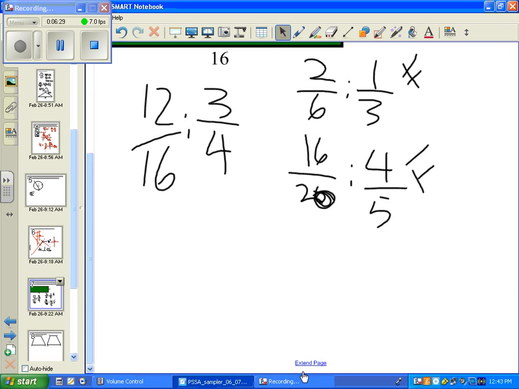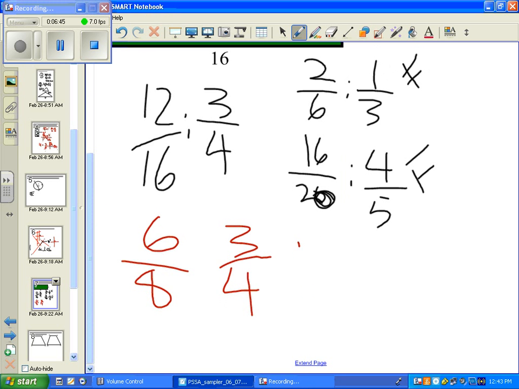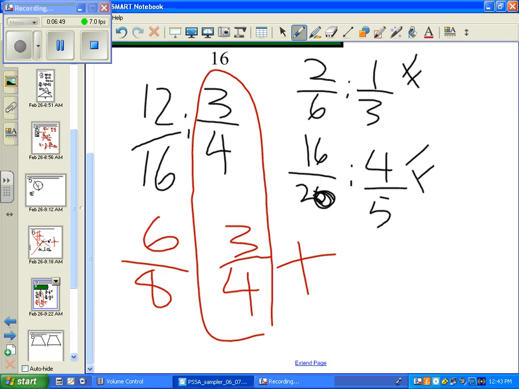Another one that they gave you was 24 to 48. Well, that's 2 times 24. So the right answer here is 6 to 8. Yeah, 6 to 8. That's 3/4. So this is true. Is this 3/4 and this 3/4? Look at that. Exactly the same. So that would be true. That's the one we're looking for. 6/8 would be the proper dimensions.